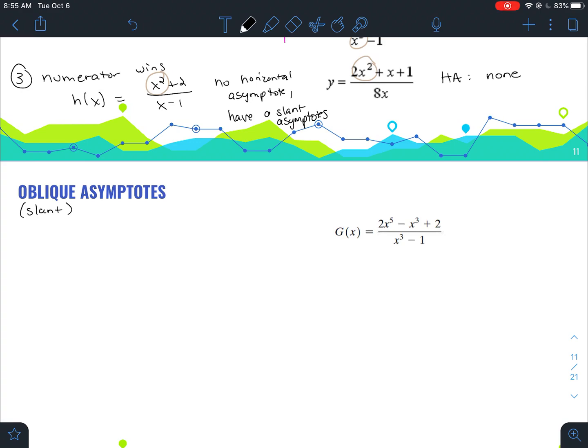Oblique asymptotes, which your book calls, they're also called slant asymptotes. So if you want to find oblique asymptotes, they're when the numerator wins. Unfortunately, in order to figure out what they are, you have to do long division. So let's review how to do long division.